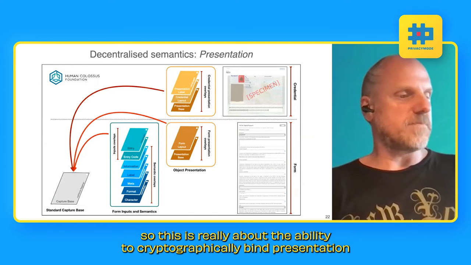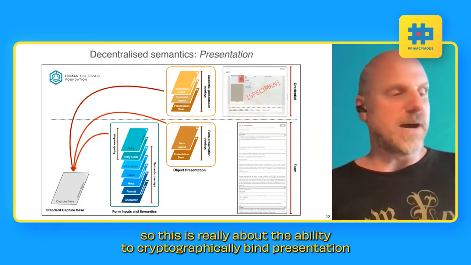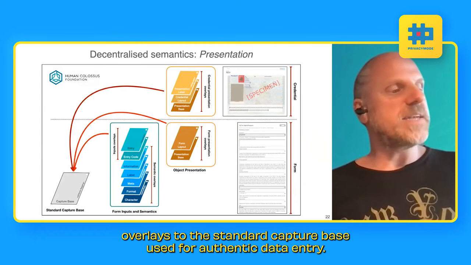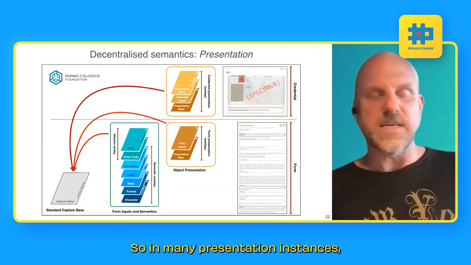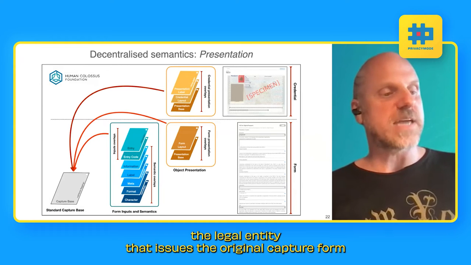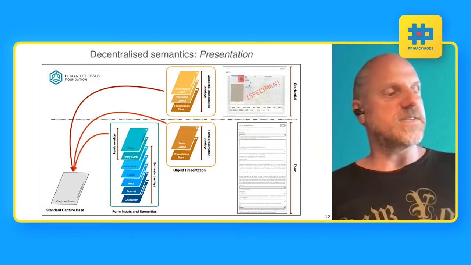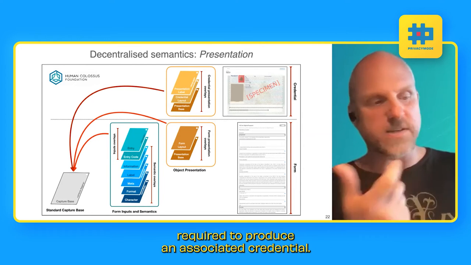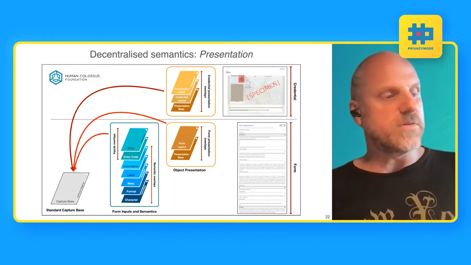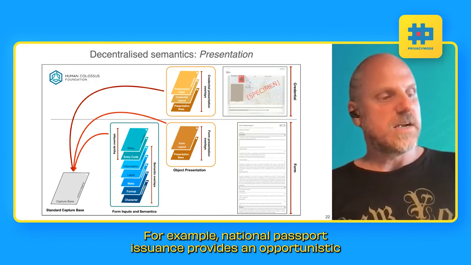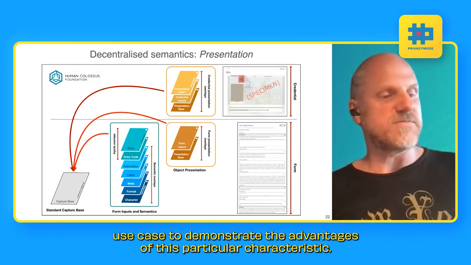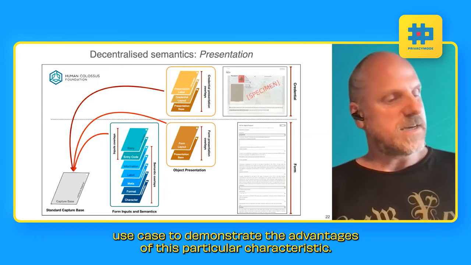This is another use case: presentation. This is really about the ability to cryptographically bind presentation overlays to the standard capture base used for authentic data entry. So in many presentation instances, the legal entity that issues the original capture form may differ from the entity that issues the presentation objects required to produce an associated credential. For example, national passport issuance provides an opportunistic use case to demonstrate the advantages of this particular characteristic.